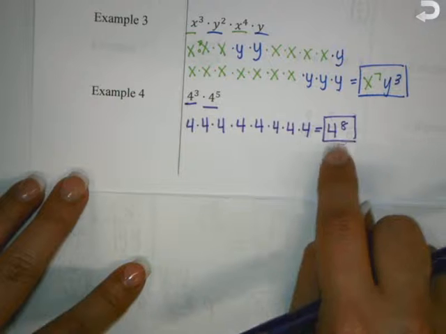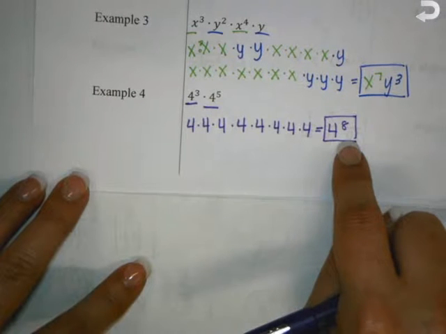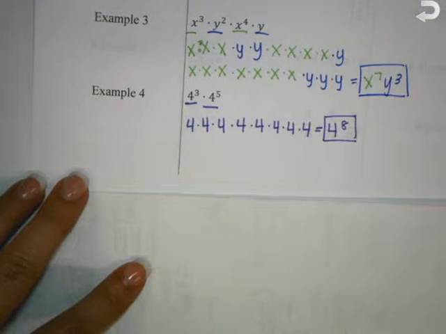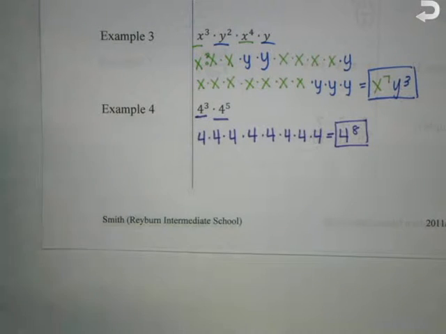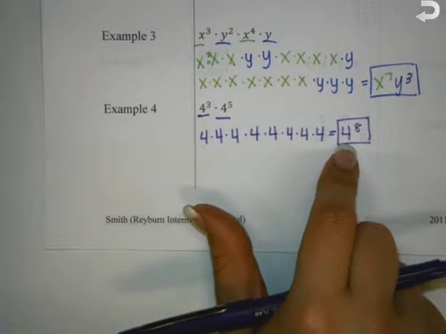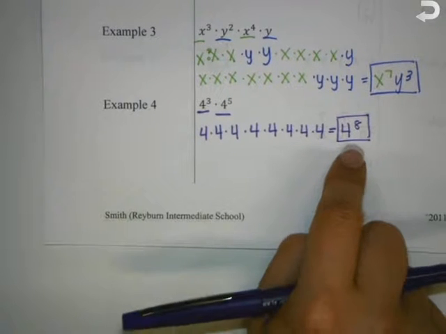If it's something small, like 4 squared, you have to actually do it out. If it's something you could do in your head, like 4 squared, you do it. If it's big like this, don't do it.